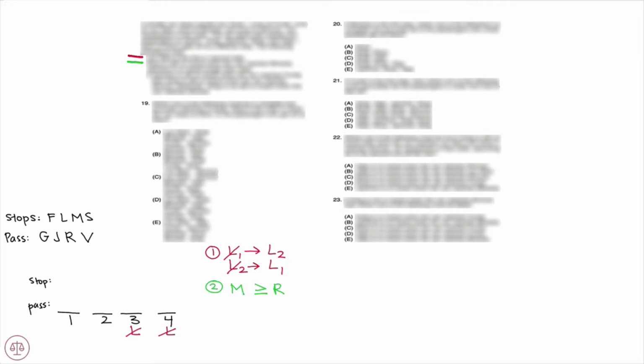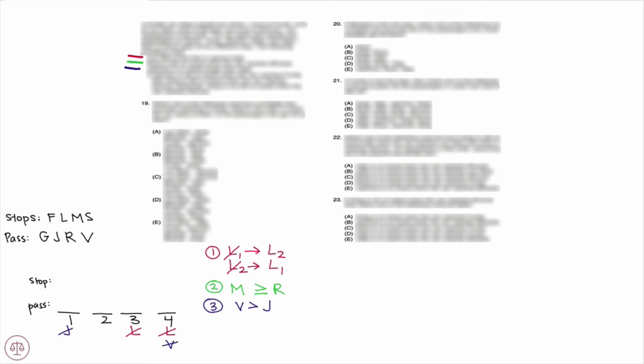All right, rule number 3. Jasmine is on board longer than Vijay. So we have 3, Jasmine is on board longer than Vijay, so that means Vijay gets off before Jasmine. So that means Jasmine can't get off in the first stop, and Vijay can't get off on the last stop.